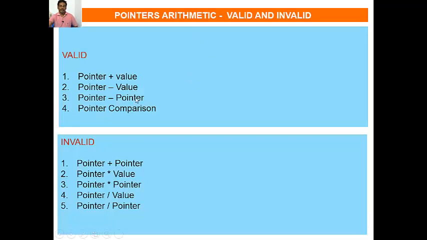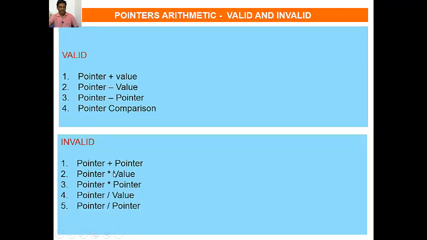So pointer arithmetic: what is valid and what is invalid? Pointer plus value, we can add a value to a pointer. In the previous case, for example, ch is a pointer variable, we put ch plus plus, ch equal to ch plus 2. So it increases 2 locations. We can subtract a value from a pointer. We can subtract a pointer from a pointer. In the previous example also, we subtracted a pointer from a pointer. And pointer comparison: not only equal to, we can put greater than, less than, greater than or equal to, less than or equal to, it will work. In pointer comparison, we can give all types of relational operators.